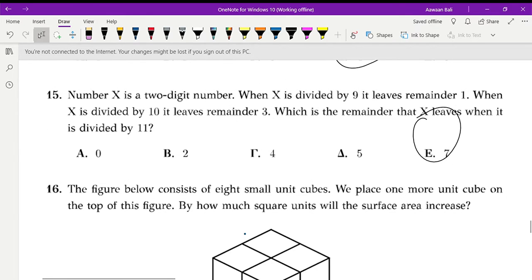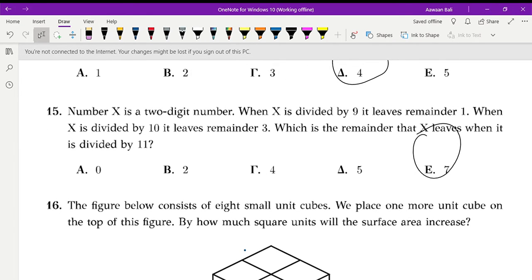Now, number x is a 2-digit number. When x is divided by 9, it leaves a remainder of 1. When x is divided by 10, it leaves a remainder of 3. What is the remainder that x leaves when it's divided by 11? Now, if you know your tables, this can sound pretty familiar.